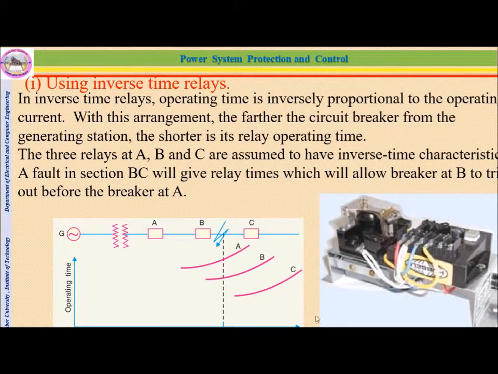This is operating time. This is the distance. So when the distance increases, they are more sensitive, and so they have more operating time. You can compare here. For example, if the fault occurs here, first B is sensitive for this fault, and if B is not sensitive for that one, A will trip out. But it's not a constant time. You can see here, if the fault distance is increased, the operating time of A is increased in such a way. So this is inversely proportional.